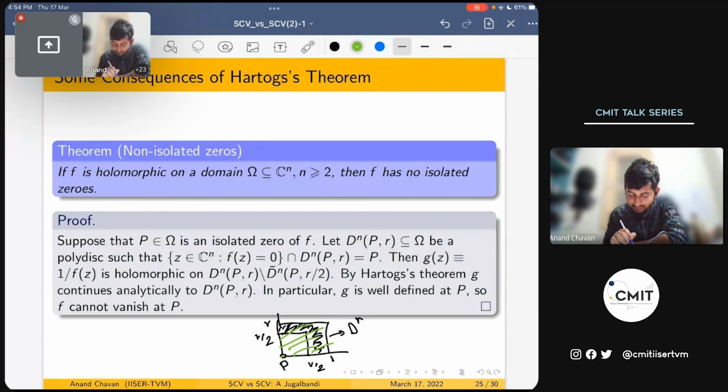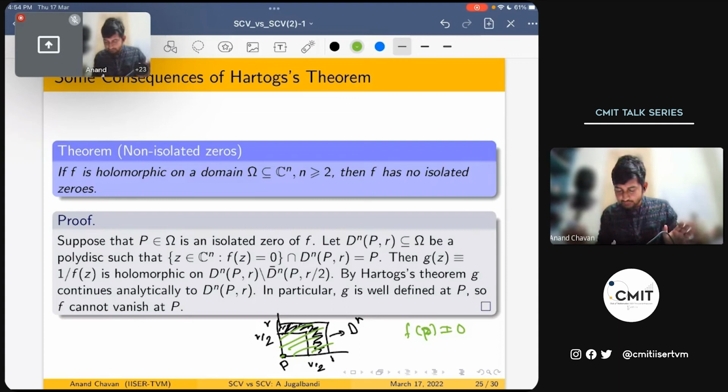So F cannot vanish at P, which implies that P is not a zero, but this is a contradiction because we started with P being an isolated zero. So this is a short proof of saying that a holomorphic function in Cn, n greater than or equal to 2, has no isolated zeros. Similarly, we have no isolated singularities as well.